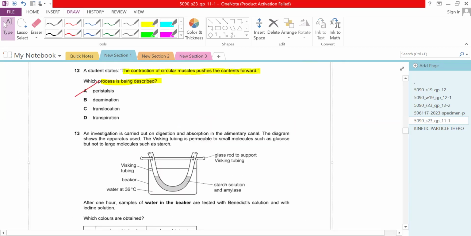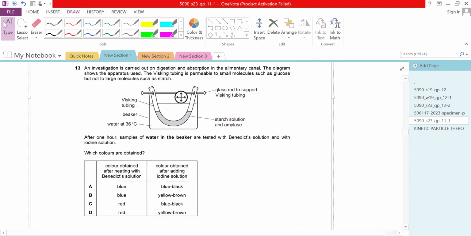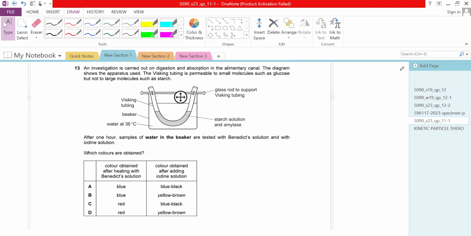Question number 13. An investigation is carried out on digestion and absorption in the alimentary canal. The diagram shows the apparatus used. So this is the diagram. The Visking tube is permeable to small molecules such as glucose, but not to large molecules such as starch. So this is the Visking tube that is permeable to glucose but not to starch.